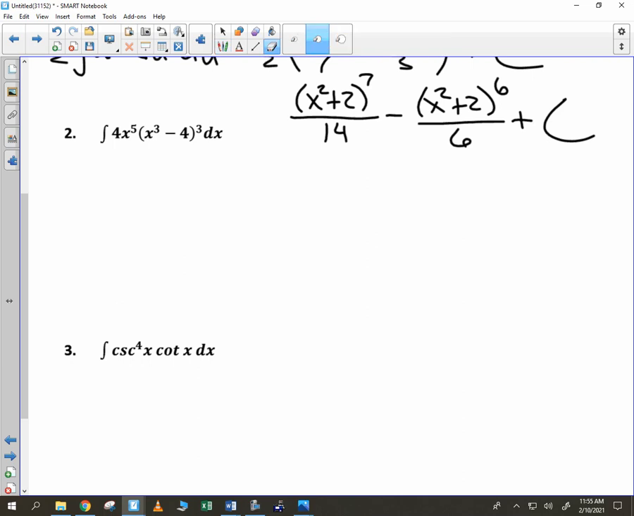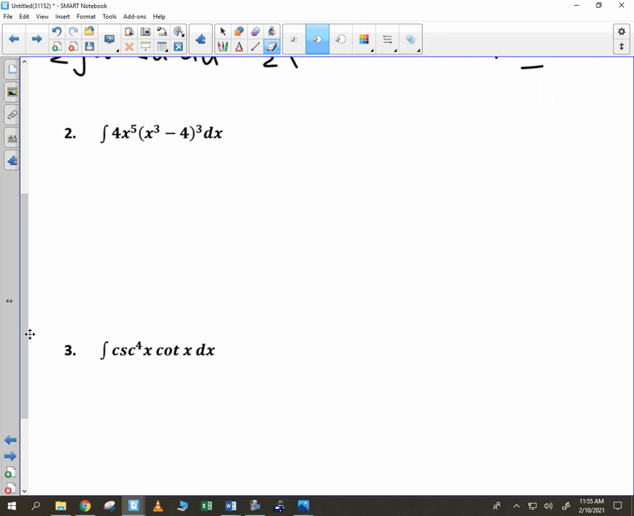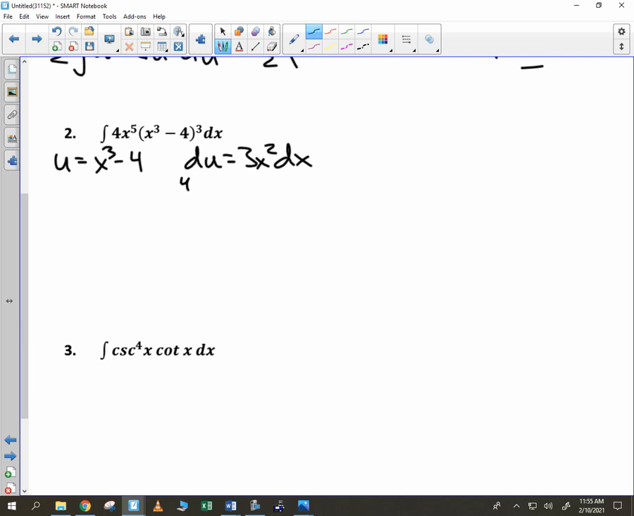What's going to be u for the second problem? x cubed minus 4. So what is du? 3x squared dx. You tell me what to do now. Divide by 3, multiply by 4. Okay, good. So we got 4/3 du is equal to 4x squared dx.